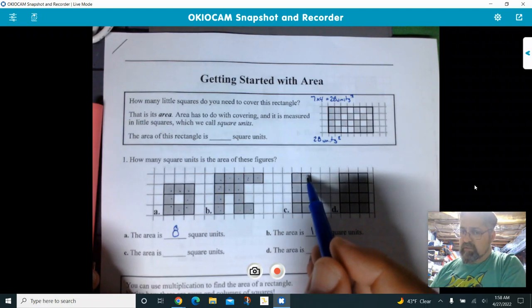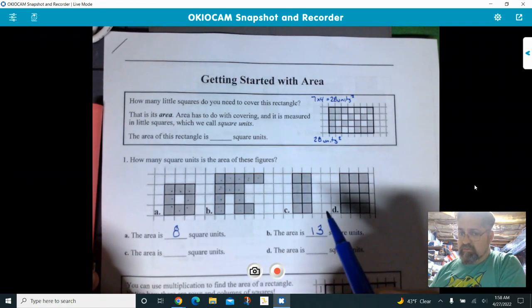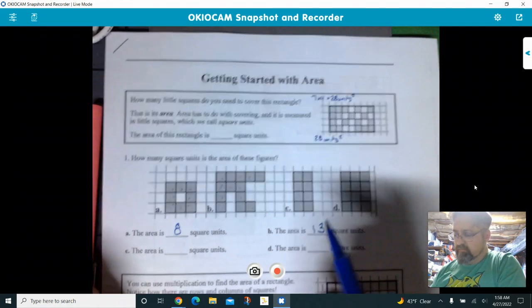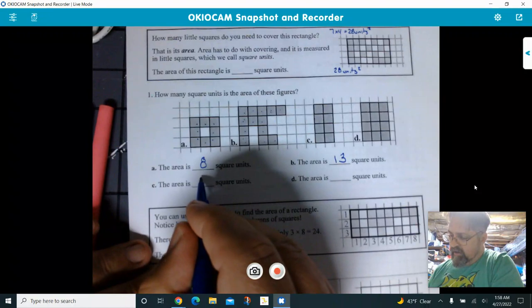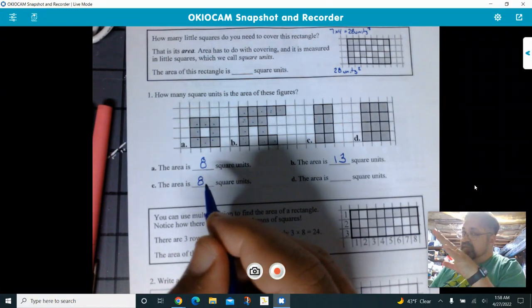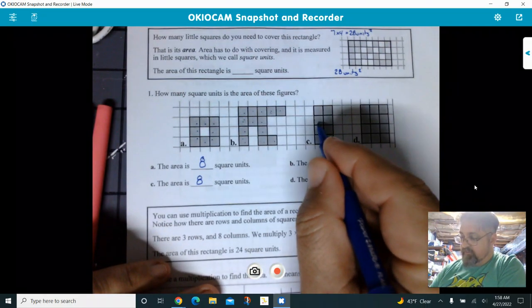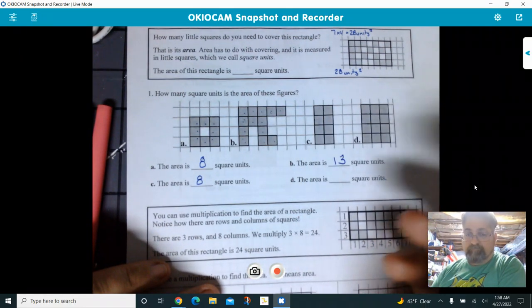Now letter C, like I said, I probably just multiply. There's 2 across and 1, 2, 3, 4 down. 2 times 4 is 8. If you don't trust me or you don't trust your own math skills, 1, 2, 3, 4, 5, 6, 7, 8.